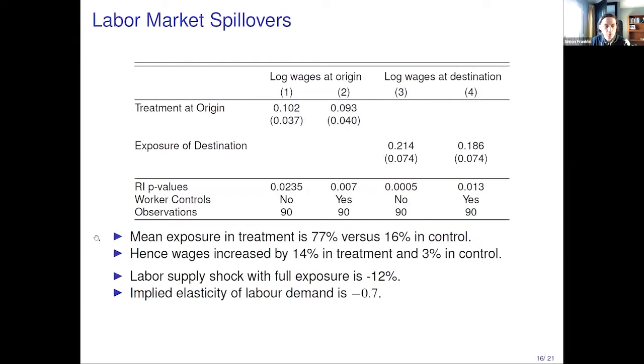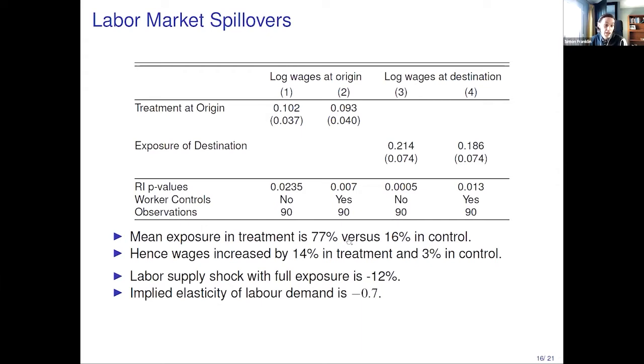Okay, and so when we move to showing the formal regression results, the first 2 columns show these naive results where we look at origins, and the two last columns show when we move to this labor market destination-based analysis, and we see that the effect of exposure to the program is twice as large when we take into account commuting flows because we're no longer subject to this bias.